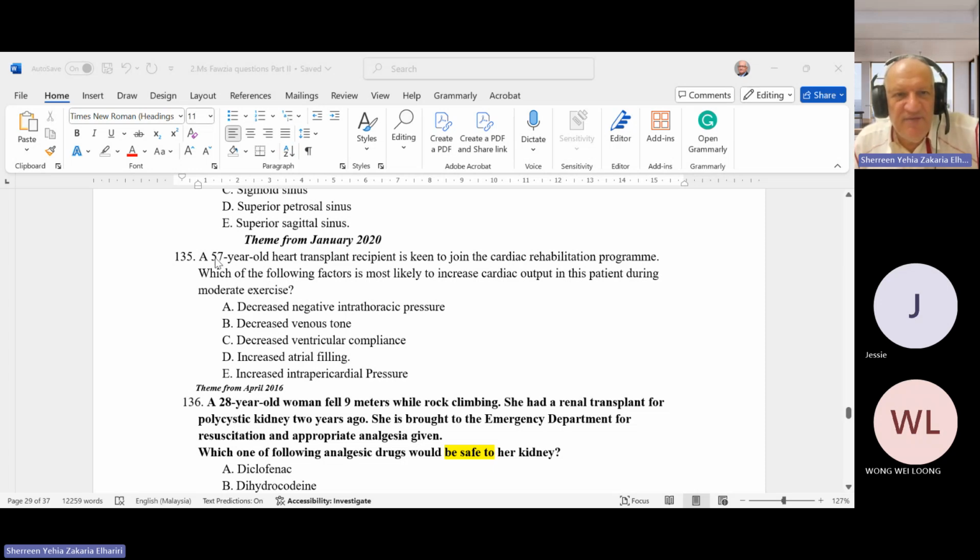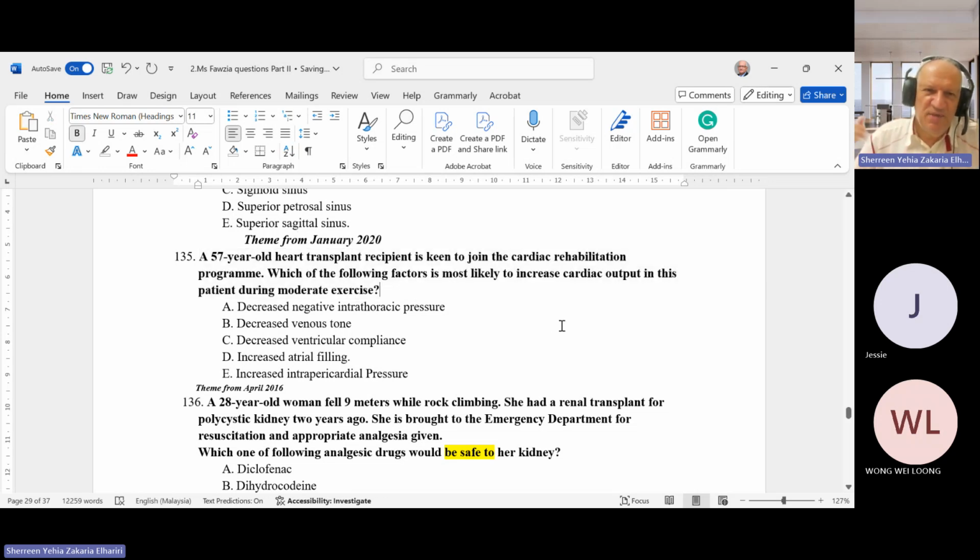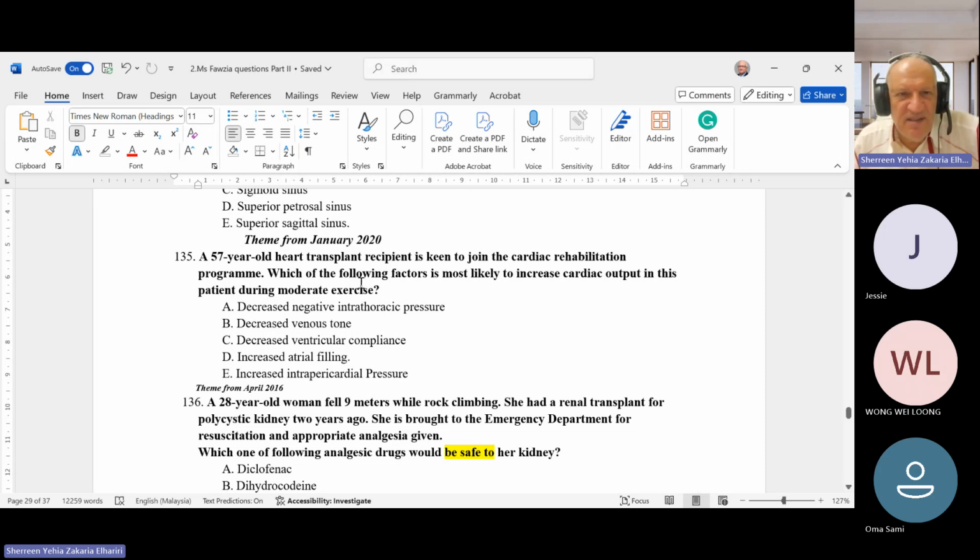Okay. Next question: a 57-year-old heart transplant recipient is keen to join a cardiac rehabilitation program. This is also a common question, as we mentioned before. In heart transplantation, the heart is not connected to either sympathetic or parasympathetic nerves, and the increase in heart rate within limits depends on venous return, circulating catecholamines, atrial natriuretic hormone, and all this. So the answer here is increased atrial filling. It is like a mechanical pump, so venous return affects this. It's a very common question, by the way.